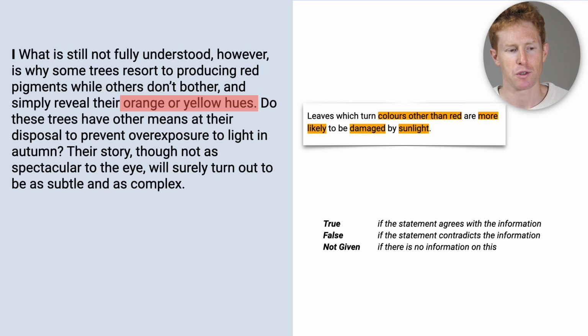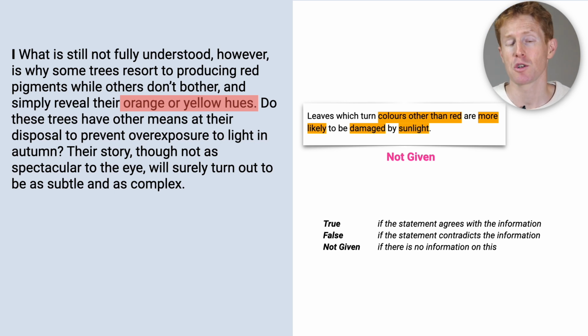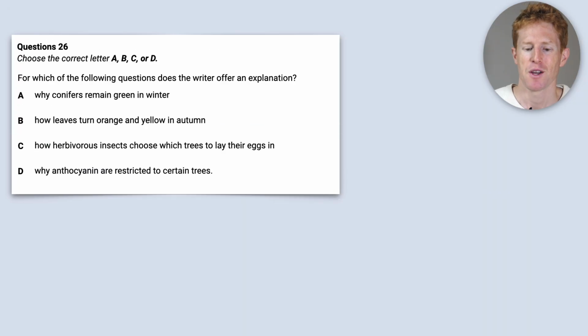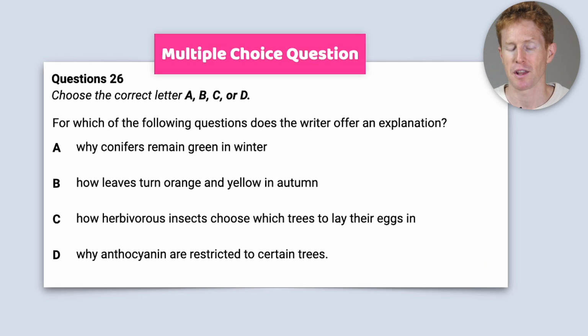Now, we've had a true and we've also had a false, and this is the final one, so it's most likely going to be not given. And in fact, that is the answer. Remember, when you get a true, false, not given question, there's always at least one true, always at least one false, and always at least one not given. Okay, we're moving on to the multiple choice question, the final question of this text.